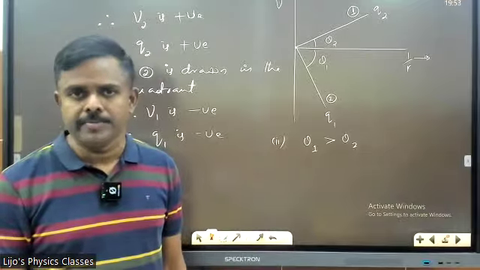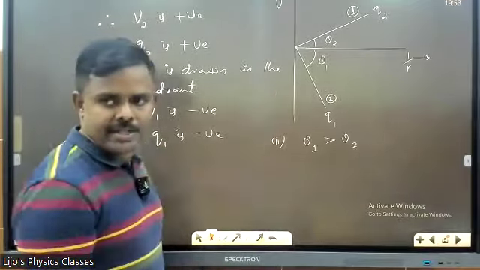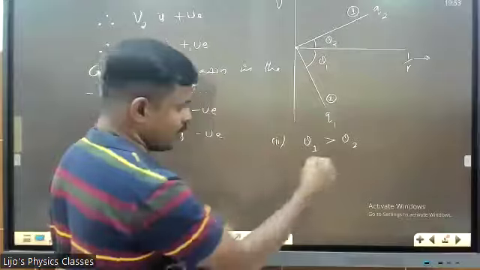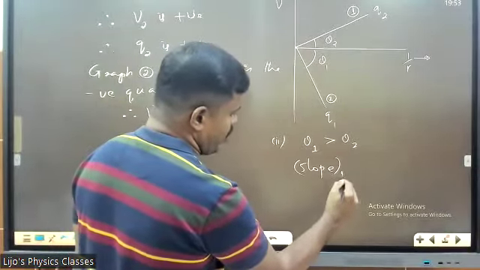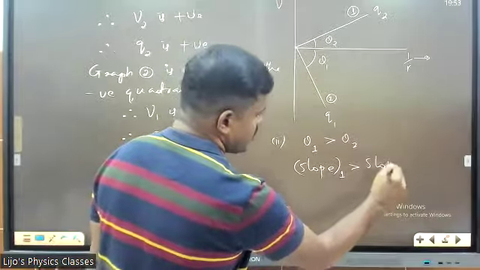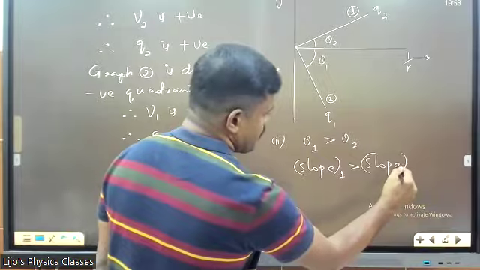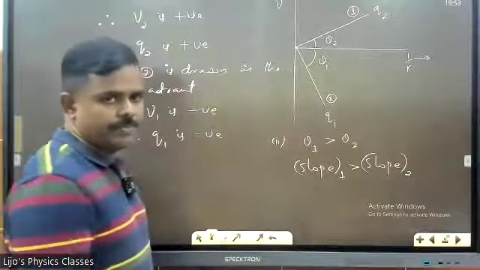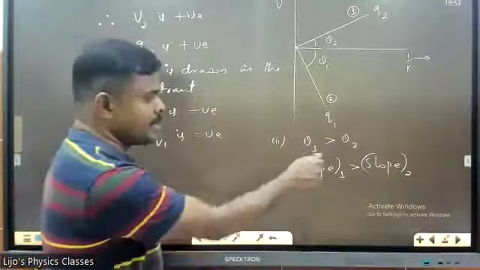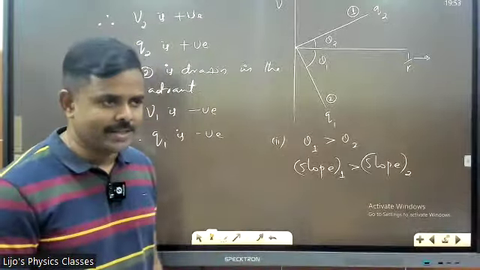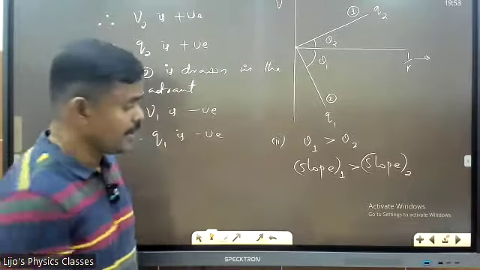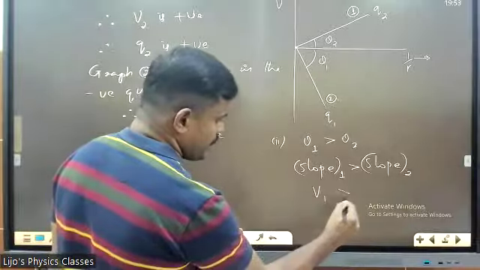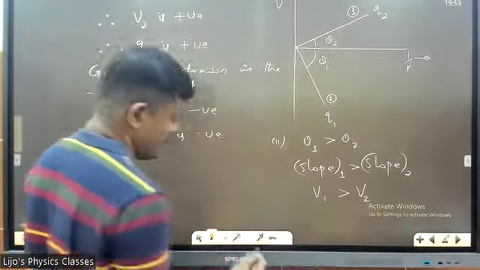Look at the figure and tell me. The angle is more in the first case, right? Theta 1 is more than theta 2, which means the slope of 1 is greater than the slope of 2. More theta means more slope. Theta 1 is greater than theta 2 means slope of 1 is greater than slope of 2. The more the slope, the more the potential.